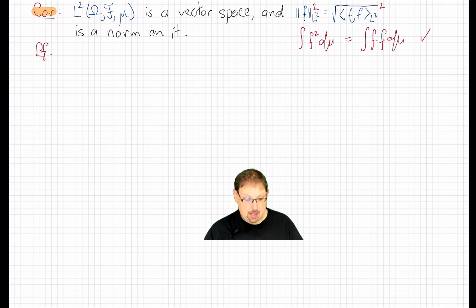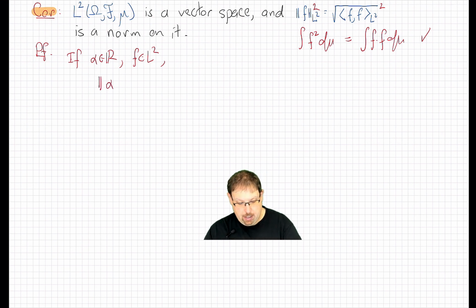And so in fact the statement here is going to be that L2 is an inner product space. So why is it an inner product space? Why is it a vector space? Well, let's first check the vector space operations hold. If I have any constant in the reals and any L2 function, I just need to check that alpha times f is an L2 function, which is the same thing as checking that the L2 norm of alpha f is finite. Let's square both sides.